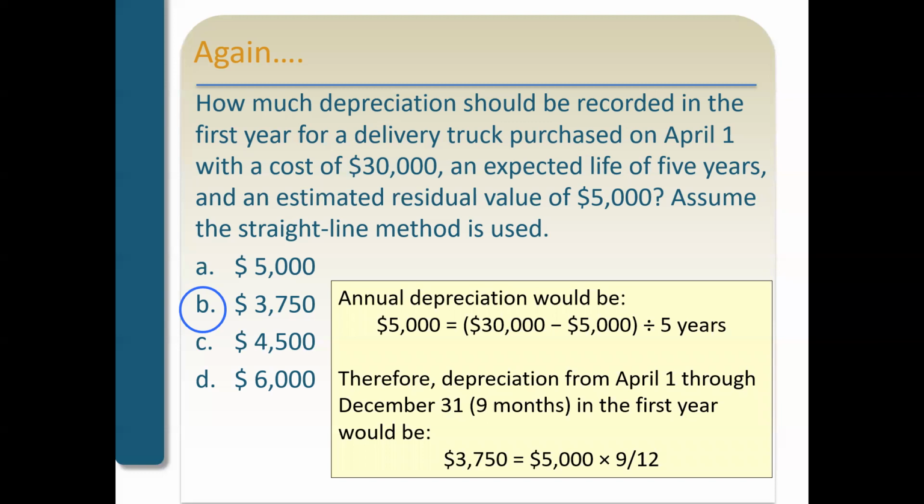That makes sense? If we're depreciating it as of April 1st, it's only 9 months in the first year. Right?